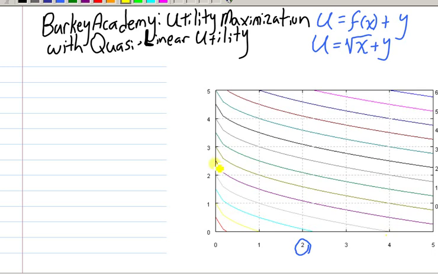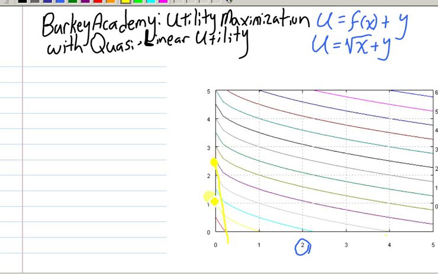Suppose our indifference curve looked like this. Very, very steep. The highest indifference curve we could hit in this case would be the purple one. And again, that's going to be a corner solution, where in this case we might buy 2.5 Y's, but no X's.